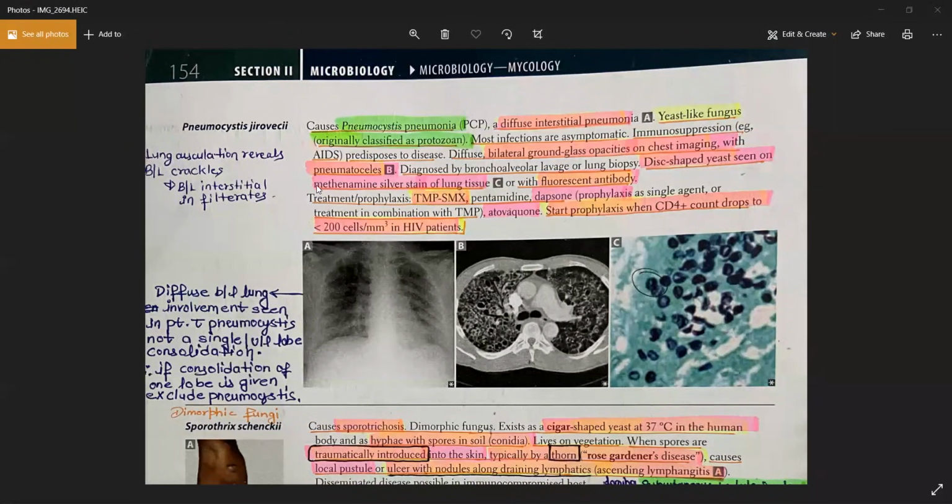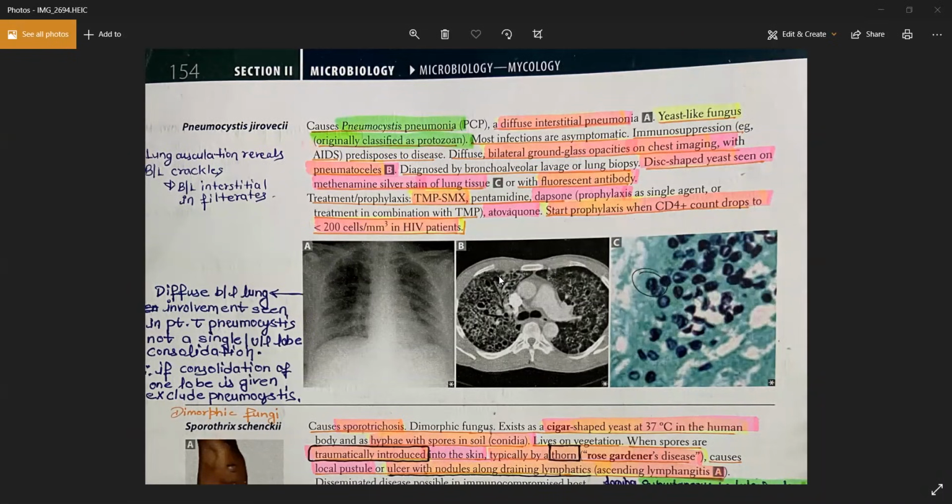On the methenamine silver staining, what you will see are disc-shaped yeasts. These are the disc-shaped yeasts that you will see on the methenamine silver staining, along with a bluish, bluish-greenish background.